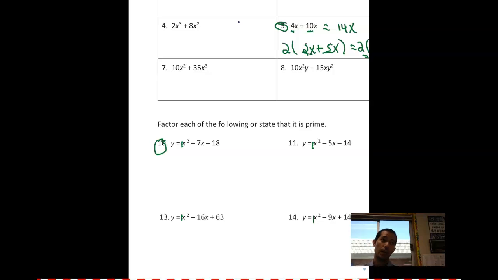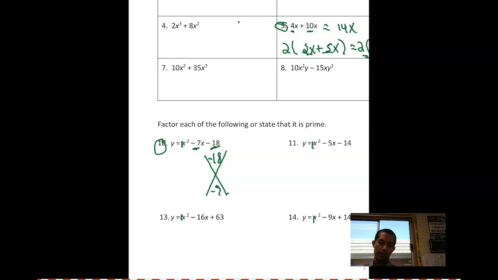So I notice that there's a 1 in front of the x squared term. What does that represent? That represents that I can do the x method, and the first step is to draw an x, okay? What goes on the top? What goes on the top is always the last number. So in this case here, it's negative 18. What goes on the bottom? It's always the number in the middle. So in this case here, it's negative 7.